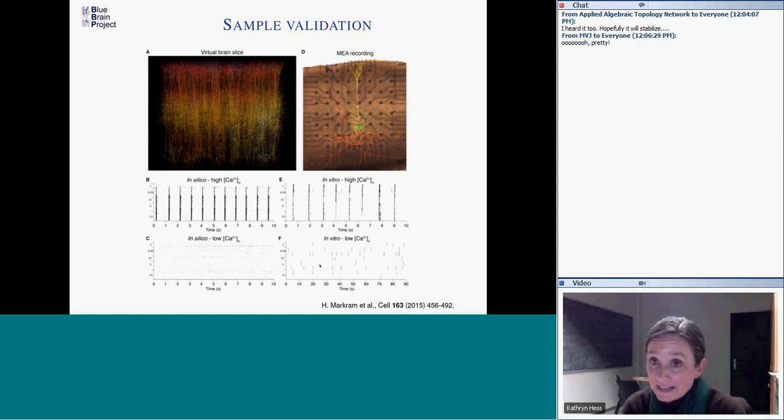And in D, what they have is a multi-electrode array applied in vitro to a 300 micrometer thick cortical slice. It's actual biology, an actual wet lab in vitro experiment, and they're trying to see what happens with the spiking with high calcium and low calcium, and we see a very similar sort of behavior to what you have in an actual in vitro experiment compared to what is happening in silico. So sort of validation has been done on this model.